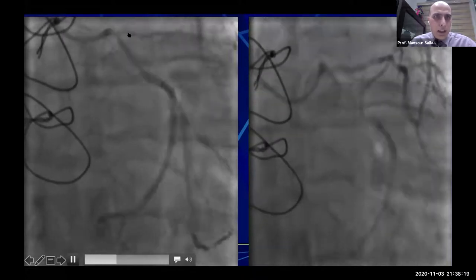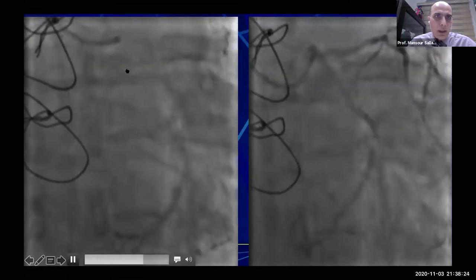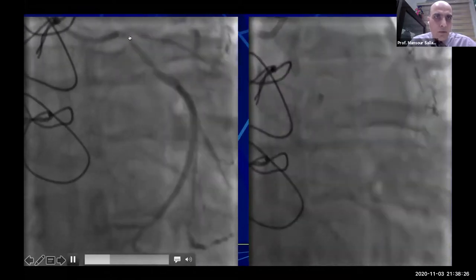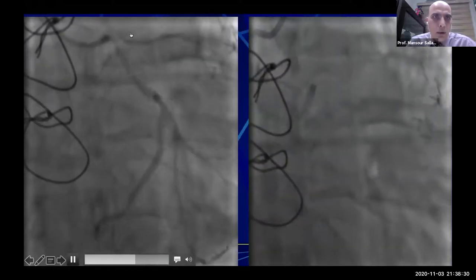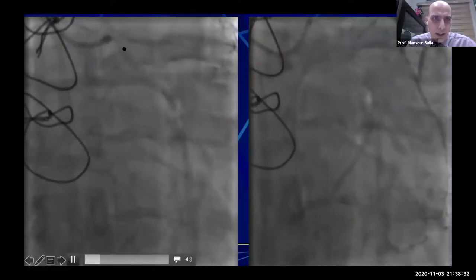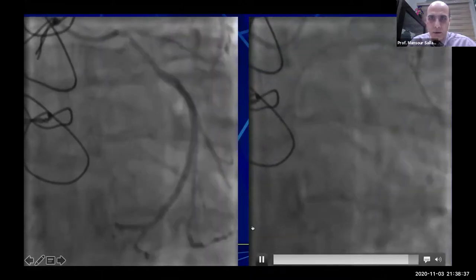It is clear there is a very tight, very short or ultra short left main. There's very tight ostial LCX, very tight ostial LAD, and there is a very early obtuse marginal branch, medium or small size with ostial lesion as well. I think also it is clear in this picture.